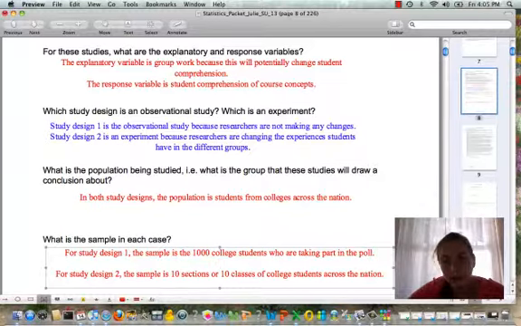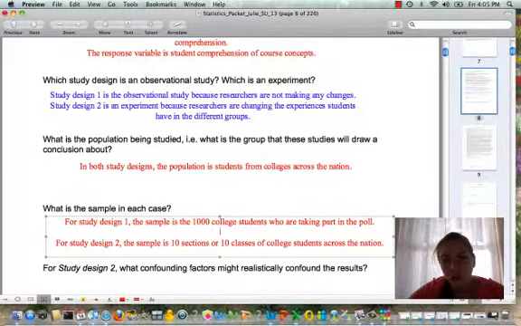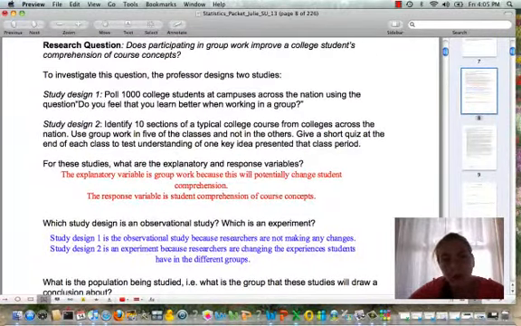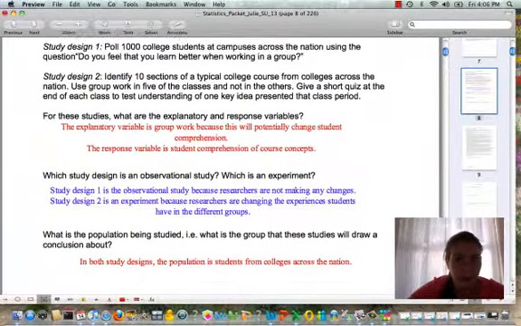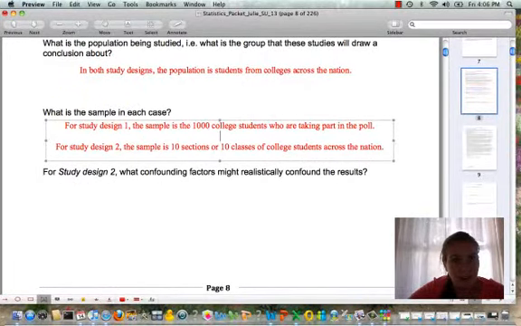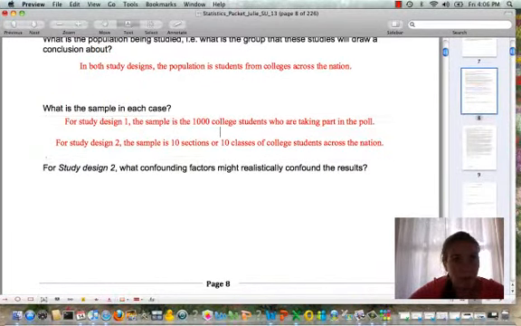And in study design 2, they're looking at group work in 5 of the classes and not in the others. So things that might confound this are who is the professor for each of the classes, what types of content is on the quiz, right? How long the students have to take the quiz. These are all examples of confounding variables.